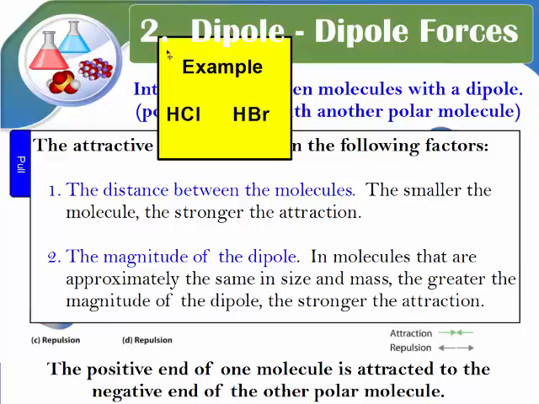So if I'm trying to find out which dipole-dipole force is stronger, first I'm going to look at the size. Out of HCl and HBr, HCl is much smaller than HBr. So chlorine is smaller than bromine. According to number 1, the smaller the molecule, the stronger the attraction. So HCl has a greater dipole force than HBr.